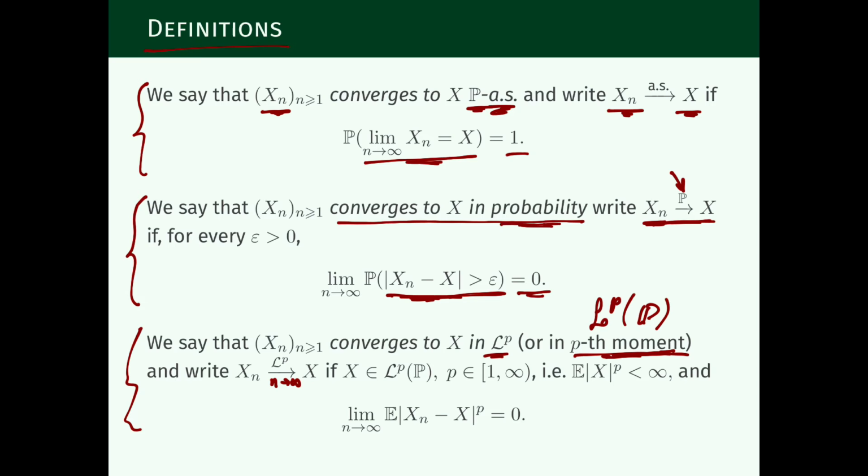It means that X is in L^p, which means the expectation of the absolute value of X to the power p is finite, and it means this integral, which we now call expectation instead of integral, of the absolute value of the difference between Xn and X to the power p, converges to 0.